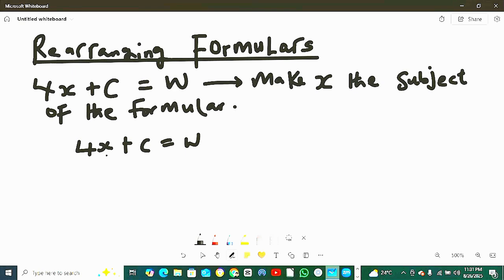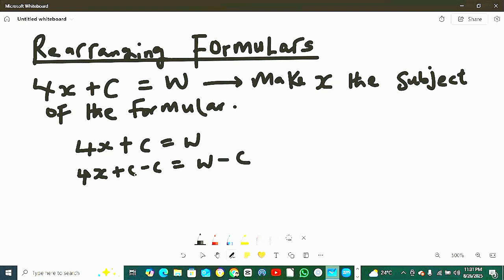So for x to be by itself, this is plus, so we have to move this c to the other side. What we are doing here is eliminating c. And in algebra, whatever you do on one side of the equation, you must also apply on the other side of the equation. So basically, this is what we're doing: 4x plus c minus c equals w minus c.